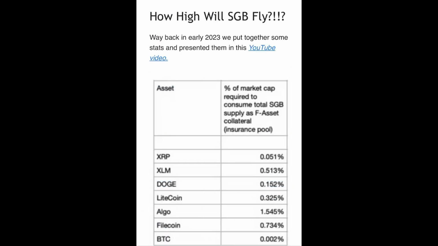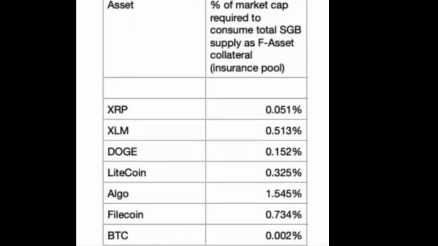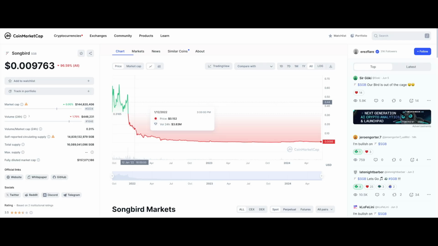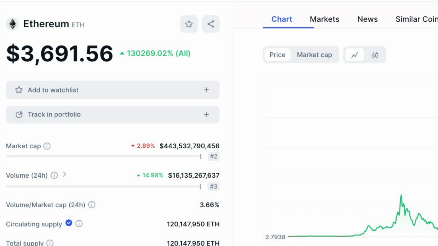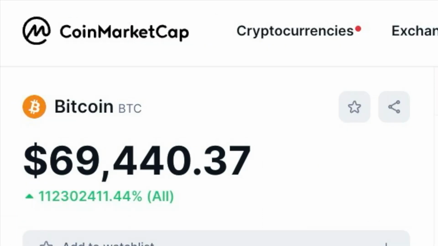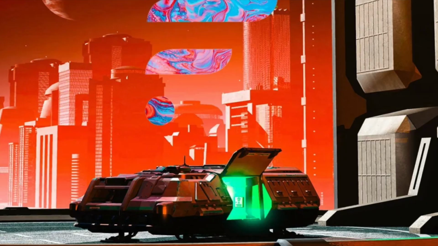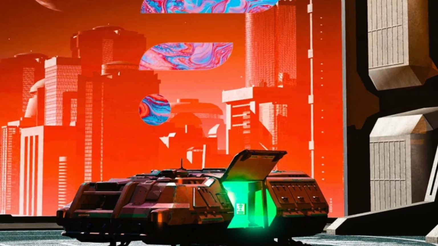And then we have this math equation more broken out here. And we see the numbers based on amount of XRP, XLM, Doge, Litecoin, Algo, Filecoin, and Bitcoin that would be needed to just match the overall market cap of Songbird. So looking at the price of Songbird here, we will see that it is sub a penny. Incredibly bullish. We have never experienced a true bull run, and I cannot wait to see it. Look at what Ethereum did from the moment it was incepted to now. It's done insane percentages. You look at Bitcoin from the moment it was created to now. Insane percentages. Flare and Songbird, they're really here to stay.